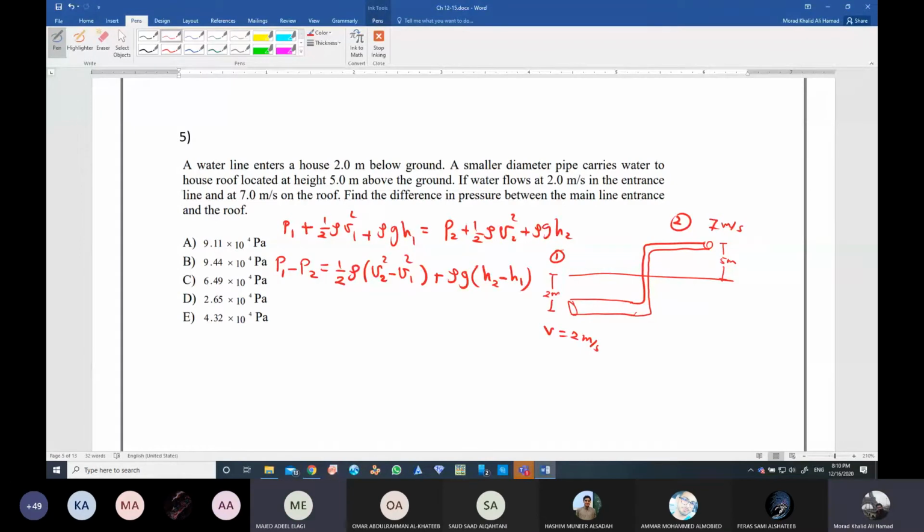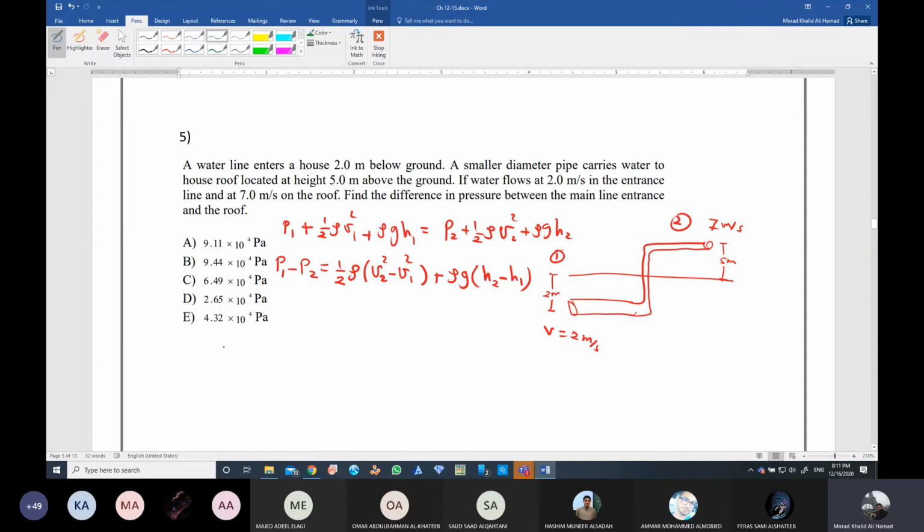Doctor, for the 7, do we take it as minus or positive? What's important here is delta h. Either you make this one negative, minus 2 meters, and this is 5 meters, or you can make this one 0, so this one will become 7. The most important thing here is the difference, which is delta y or delta h. Okay, let's see what we will have here.